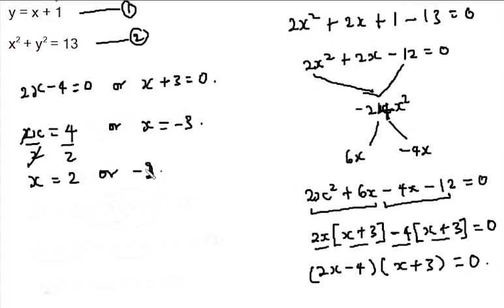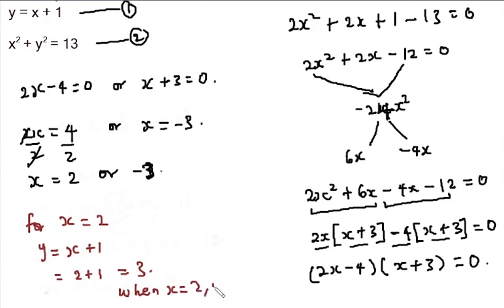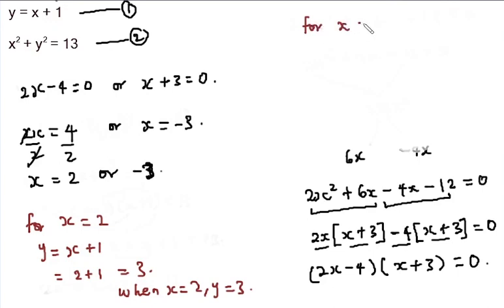So I've gotten my values for x, but I've not gotten my values for y. To get my respective values of y, for x is equal to 2, I'll be using equation 1 to get my value of y. I can also use equation 2, but equation 1 makes it simpler. From equation 1, I know that y is equal to x plus 1. So my y will be equal to 2 plus 1, which is equal to 3. When x is equal to 2, y is equal to 3. So for x is equal to minus 3, I'll be using the same equation 1.